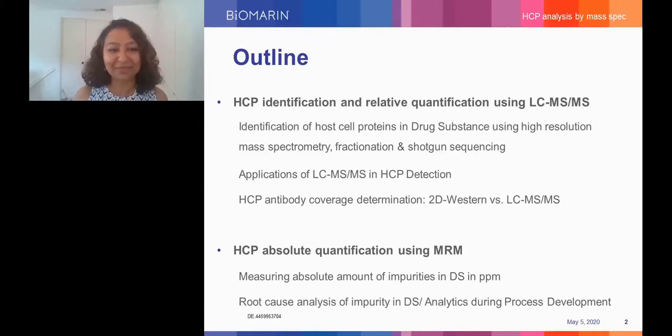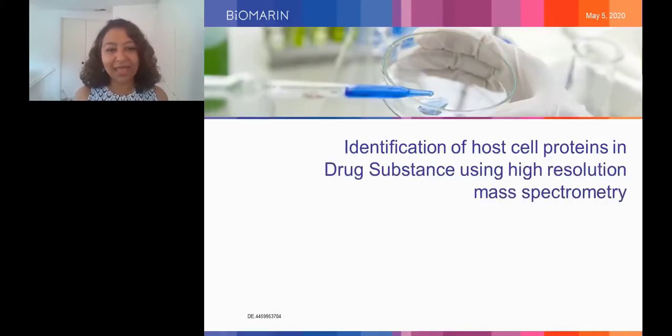manufacturing process. So as you all know, in drug substance manufacturing, the identification of host cell proteins is a critical piece. And mass spectrometry not only allows us to identify and give names to these proteins, but also quantify the amounts of these proteins relative to the desirable drug substance.